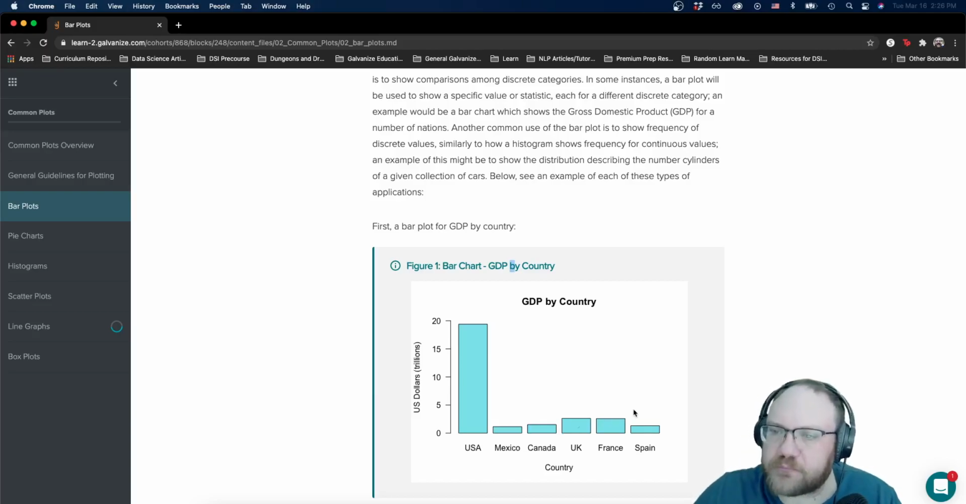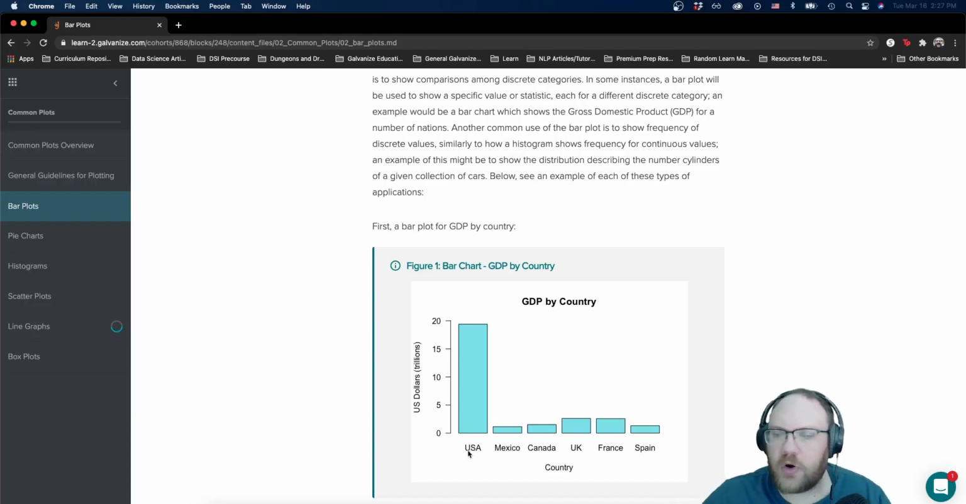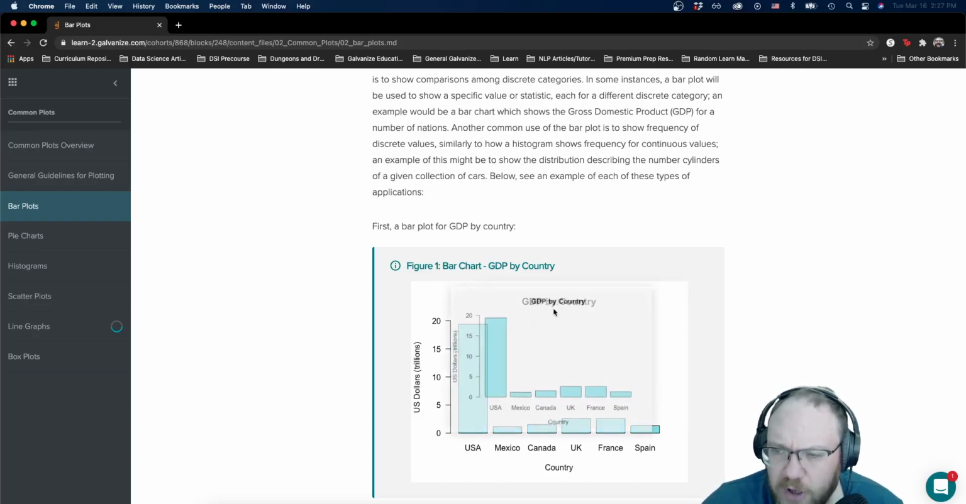So here we have categorical data, right? We have the United States, Mexico. This is a category, nation. This is non-numerical or non-ordinal in its nature. And we are expressing the same value across those different possible levels or factors of our category, which is nations. So this is a very common use of a bar plot.